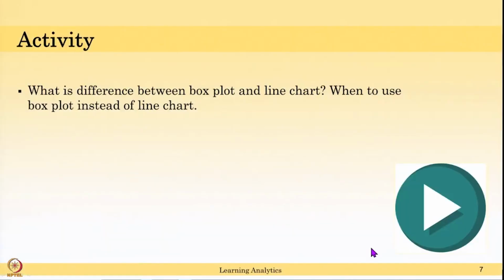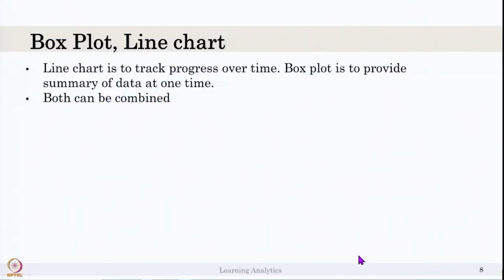So, you saw a box plot, line chart, and also scatter plot. What is the difference between a box plot and a line chart? Also, can you list down when to use a box plot instead of a line chart? A line chart is used to track progress over time, and a box plot is to provide a summary of data at one particular time, say class A students' marks, or grade 9 boy students' attendance rate, or something like that.